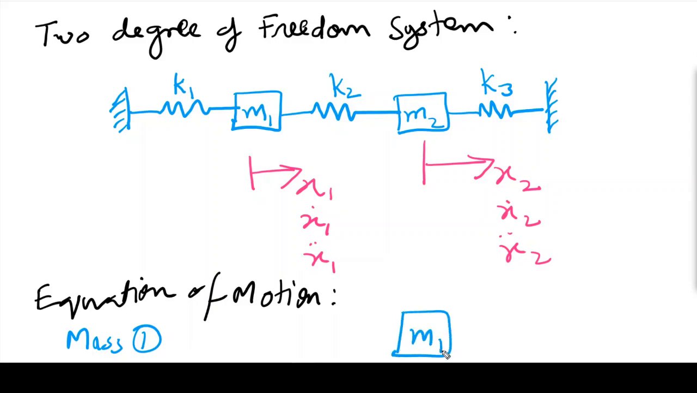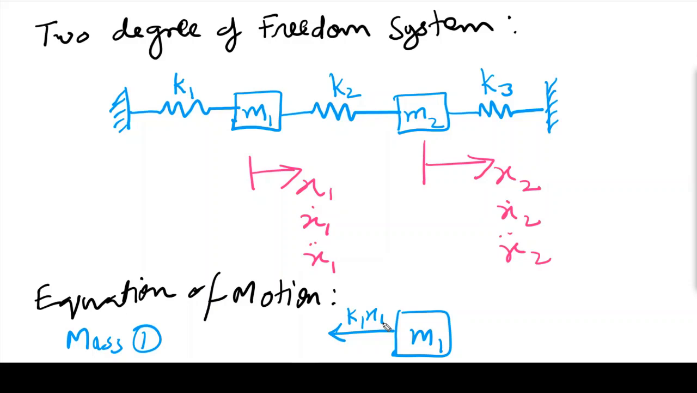This is mass m1. When we are giving some positive displacement to mass m1, the spring on the left hand side of mass m1 will be in tension and it will exert some force on mass m1. That will be k1 x1. Similarly, spring k2 will also exert some force on mass m1.